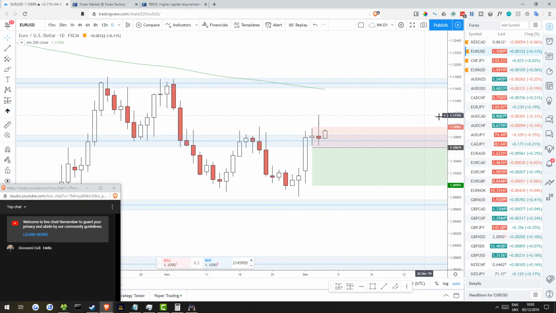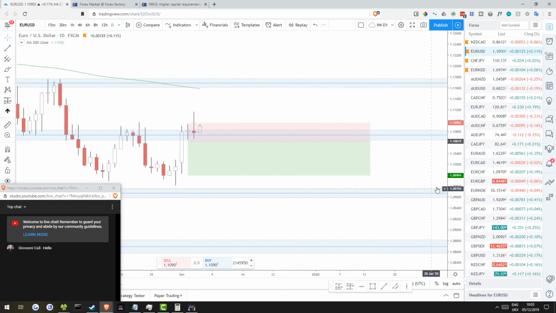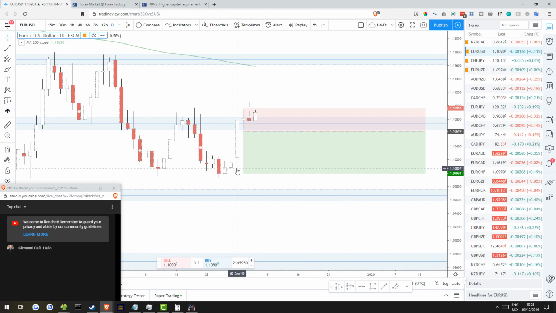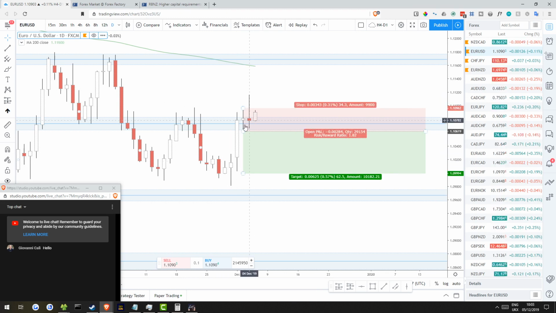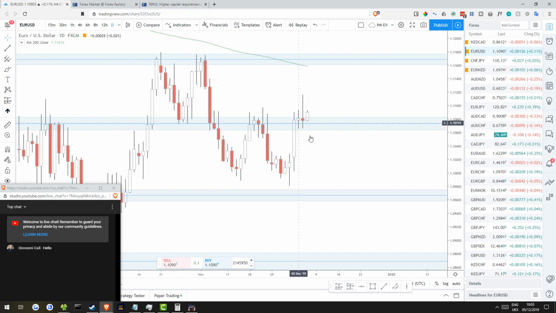Euro USD, this setup was cancelled before, well, it never actually triggered because it never dropped down. I don't know what happened to my candles just now. Whatever. So this setup's obviously cancelled because it shot up before shooting down and hitting our entry. So yeah, this is no longer a valid setup. Off the list.